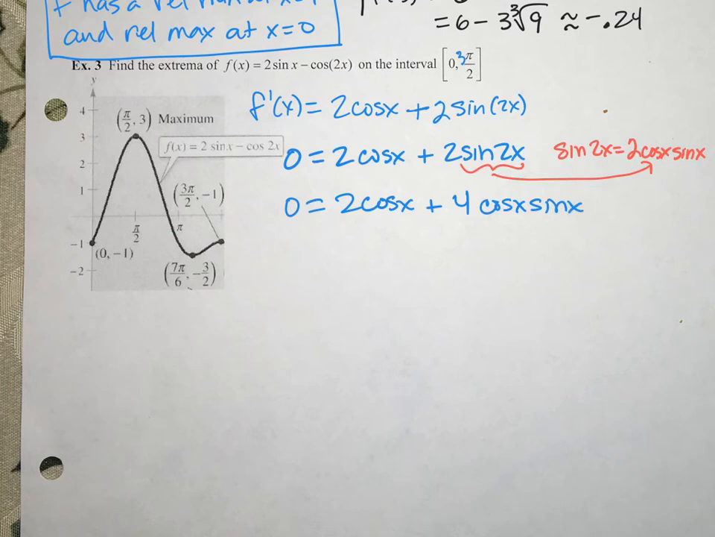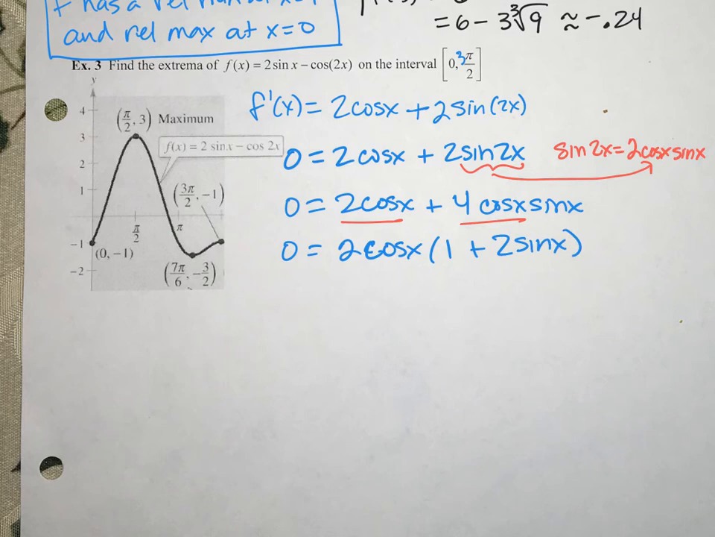Okay, so now if you look at our two terms, we have a common factor of 2 cosine x that I'm going to factor out. So let's rewrite that as 0 equals 2 cosine x, which is our common factor. If I factor it out of the first term, I get 1. If I factor it out of the second term, I get 2 sine x. Okay, so we have this factored.